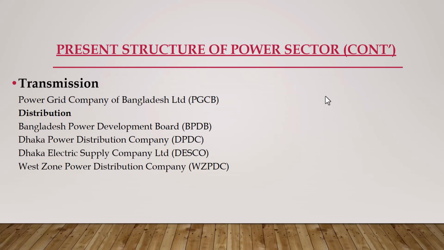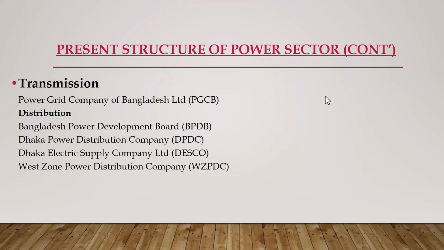PGCB is the sole authority that operates and maintains the high voltage transmission network, typically handling voltage of 132 kV and above. Their job is to move bulk electricity from generation stations to various substations across the country. This part of the power system is crucial because without a strong and stable transmission backbone, the rest of the supply chain can't function properly. You can think of PGCB as the national highway system for electricity. It doesn't generate or deliver power to your house, but it carries massive volumes of electricity to the regions where it's needed.